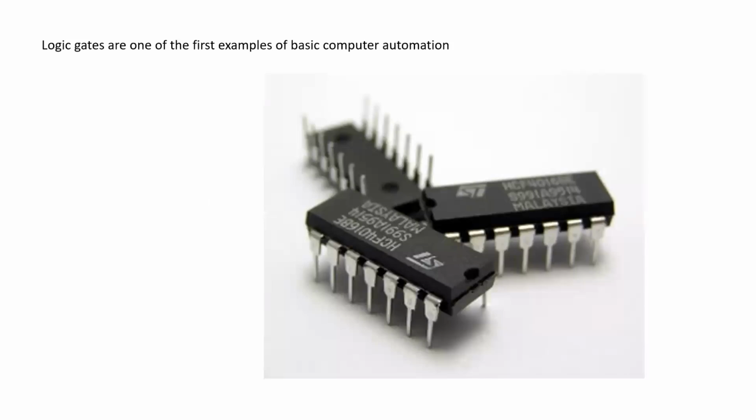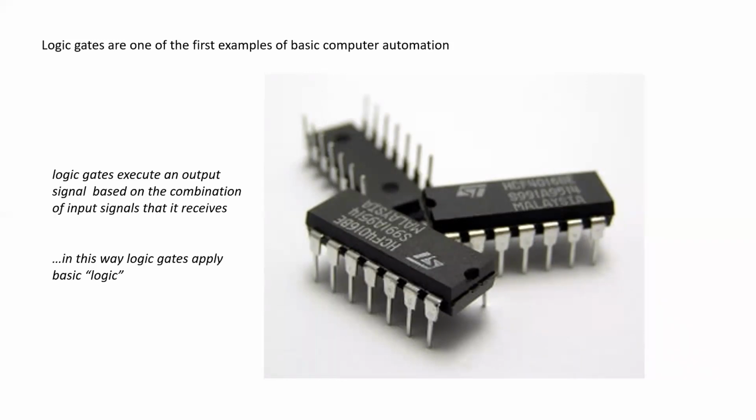Logic gates are one of the first examples we have in the apprenticeship program of basic computer automation. Logic gates execute an output signal based on the combination of input signals that it receives. In this way, a logic gate applies basic logic.